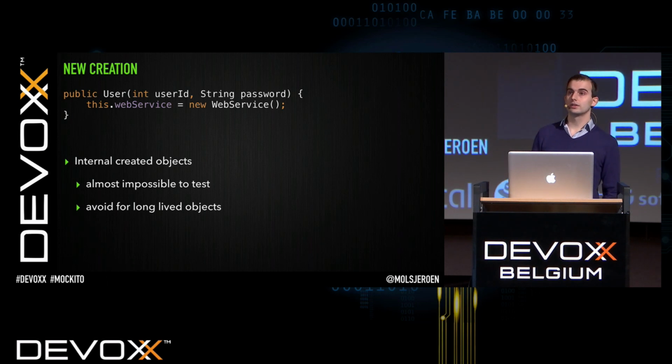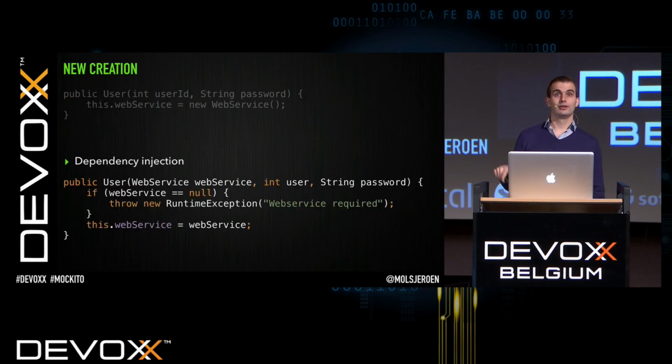So in general, you should avoid creating new objects internally in another object if they have the same lifespan as that object. Because the web service is going to be there as long as the user is there, right? So that's not really a good candidate to create internally. So avoid this for long-lived objects. A better solution would be to, instead of creating it internally, just inject it as a dependency.